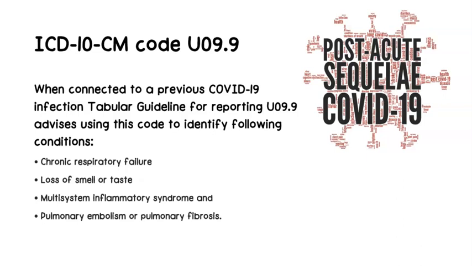When connected to a previous COVID-19 infection, the ICD-10-CM tabular guideline for reporting U09.9 advises using this code to identify the following conditions: chronic respiratory failure, loss of smell or taste, multisystem inflammatory syndrome, and pulmonary embolism or pulmonary fibrosis.